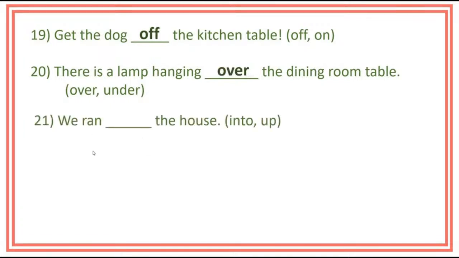21. We run blank the house. Prepositions in the bracket are into and up. Answer: we run into the house.